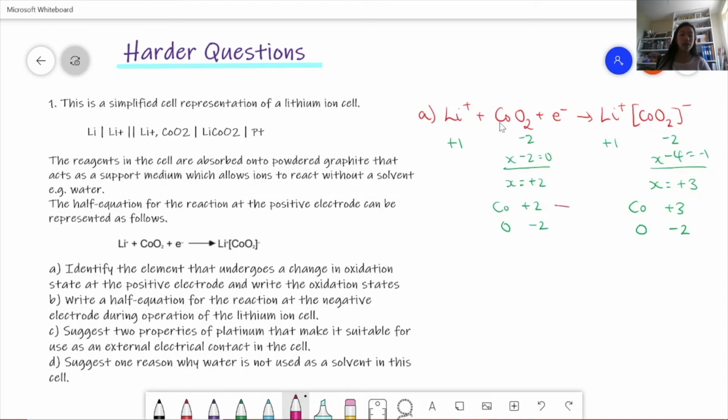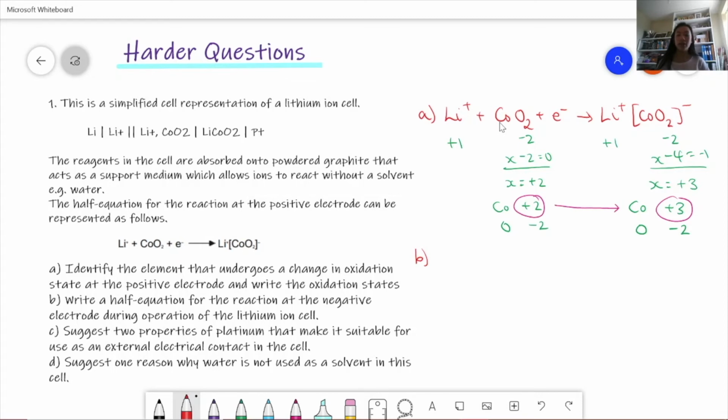Well, we can see that this cobalt has been oxidized because its oxidation number has gone from plus 2 to plus 3, because oxidation can be defined as when the oxidation number increases. And so the element that undergoes a change in oxidation state is cobalt, and the oxidation states are plus 2 and plus 3. And then for B, write a half equation for the reaction at the negative electrode during operation of the lithium-ion cell.